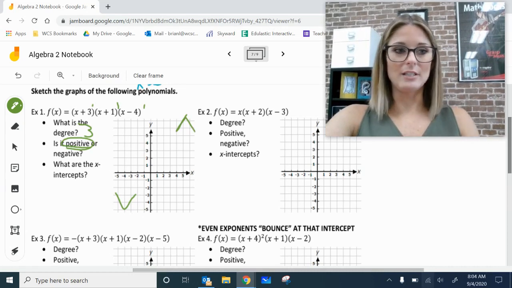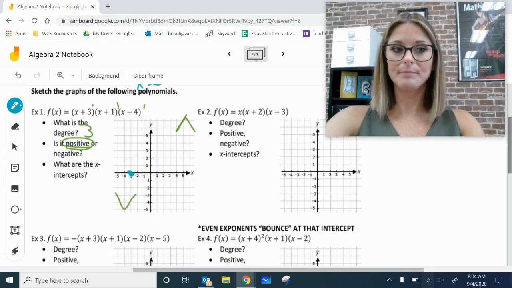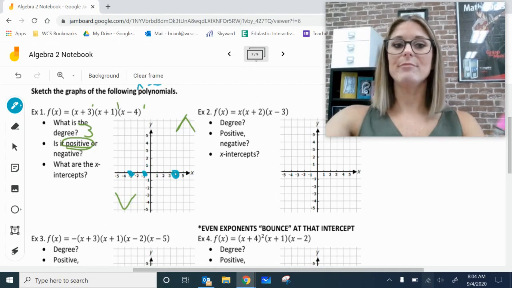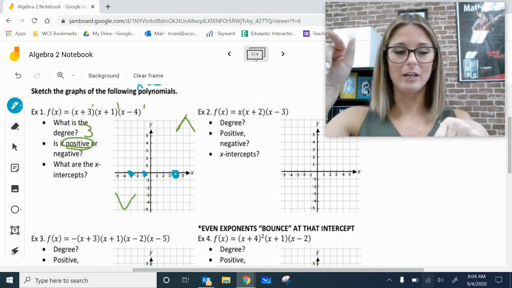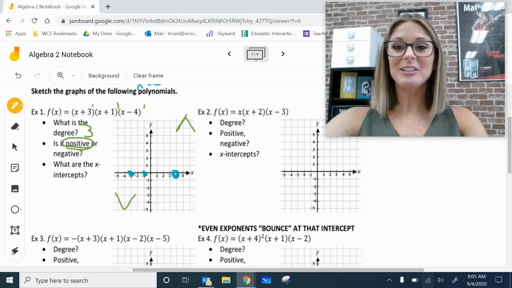What are the x-intercepts? Well, I'm going to take the opposite of what's in my factors. So it said x plus 3. One of my intercepts is -3. For x plus 1, the intercept is going to be -1. And for x minus 4, the intercept is +4. So I have my end arrows or my end behavior. I know what it's doing. So now you're going to connect them.